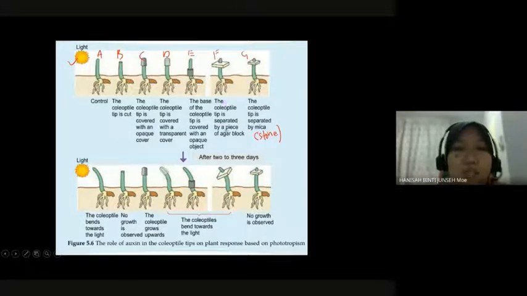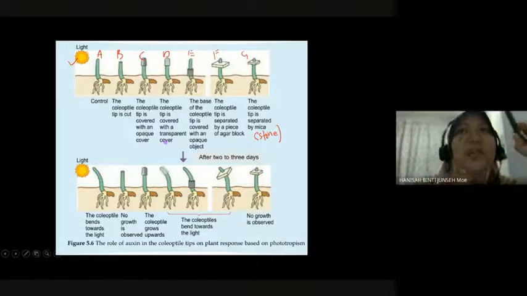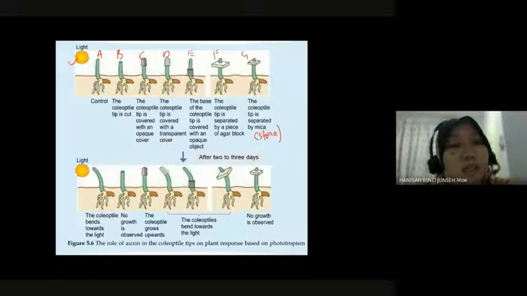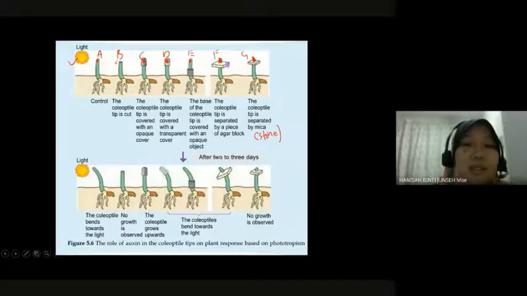Okay, so in this agar block, we know the tip of the coleoptile contains auxin. So maksudnya di sini ini ada auxin dia. Yang B tidak ada auxin, sudah kena buang. Yang C, mana C pula? Yang C coleoptile dia masih ada, cuma kena tutup. Yang D pun masih ada auxin. E pun masih ada auxin. Yang ini auxin dia masih ada, yang ini pun auxin masih ada. Okay, tengok betul-betul lah. After 2 or 3 days, we look at the results.